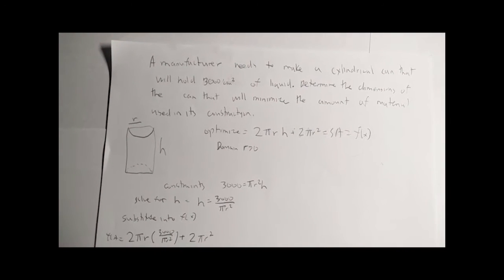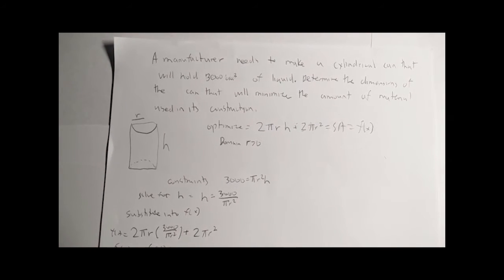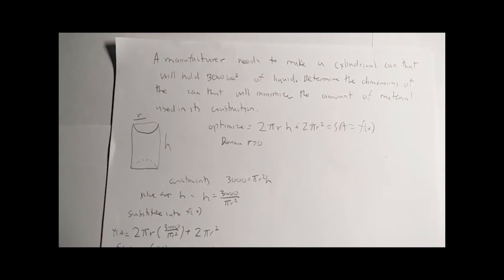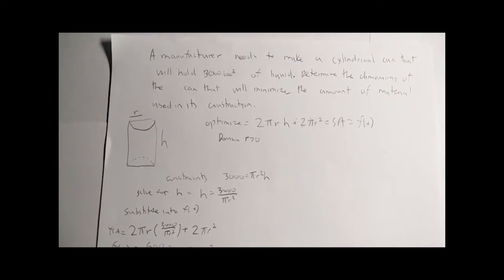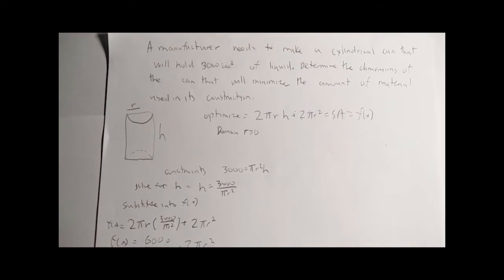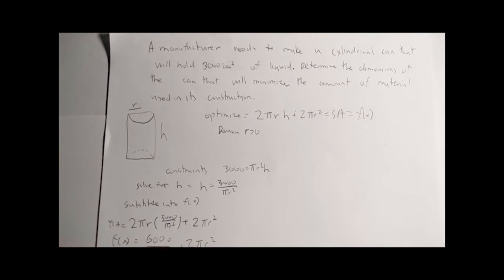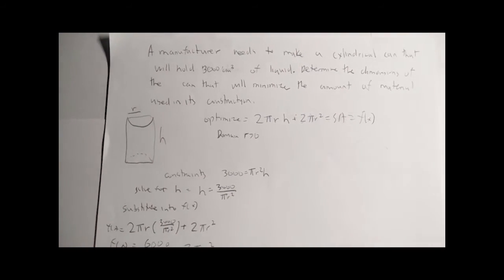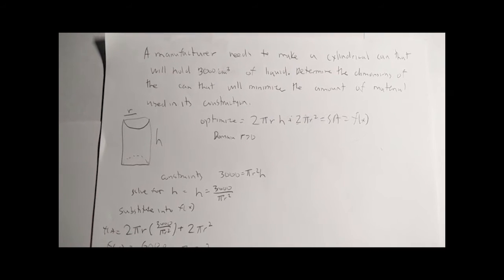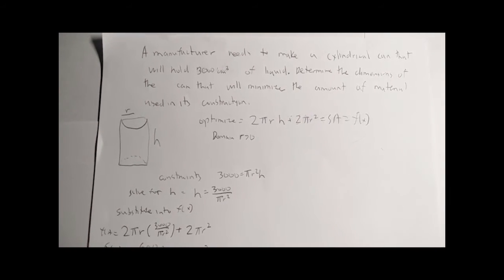A manufacturer needs to make a cylindrical can that will hold 3,000 centimeters cubed of liquid. Determine the dimensions of the can that will minimize the amount of material used in its construction. We need to optimize the surface area in this problem, and the surface area of a cylindrical can is 2 pi r h plus 2 pi r squared.